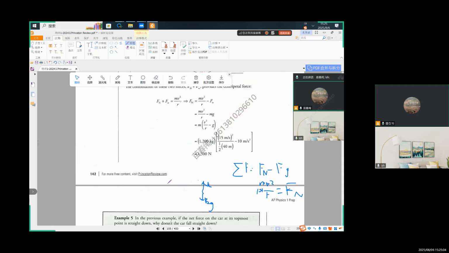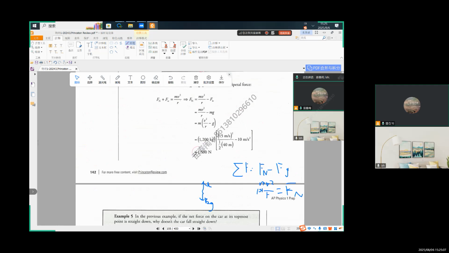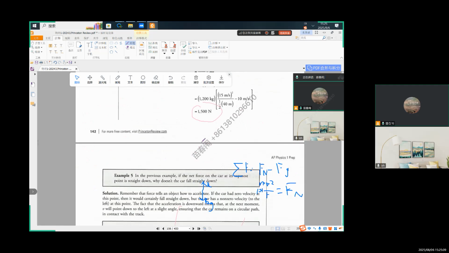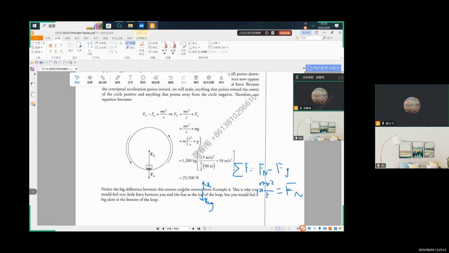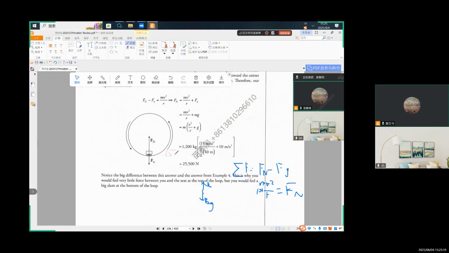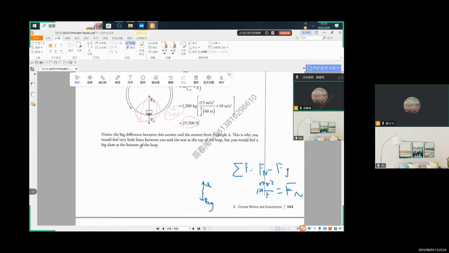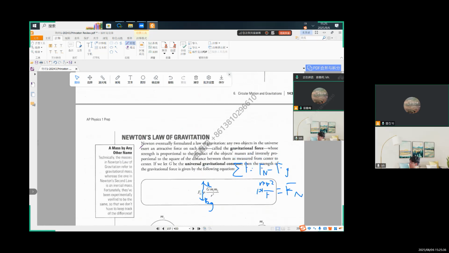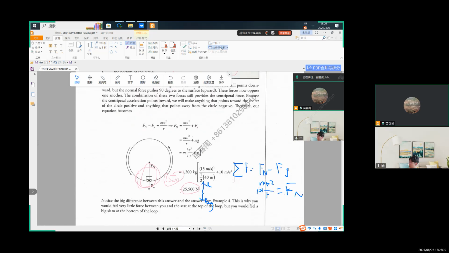Let me compare. Before, at the top it was 1500, and now it's 25500. That one is 1500 Newton, oh, that one is comparatively a lot smaller, right? This one is 25500, ten times more than that, right? I guess if you want to make a roller coaster, you have to be careful with the force that provides in here. You have to make it strong enough. Is this making sense? Yeah.